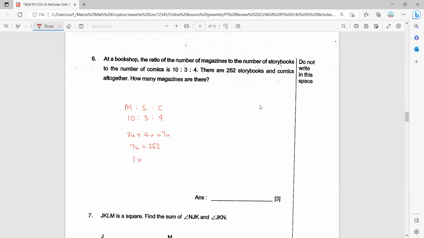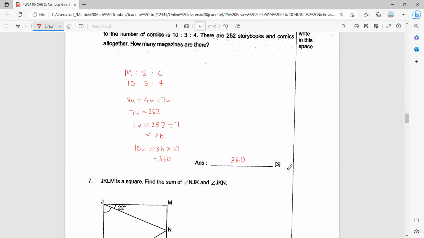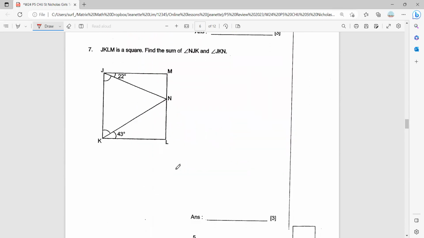Okay, so find 1 unit first. So 252 divided by 7. This will give us 36. So magazines, 10 units. So 36 times 10. Okay, so 360 magazines. Question 7, JKLM is a square.